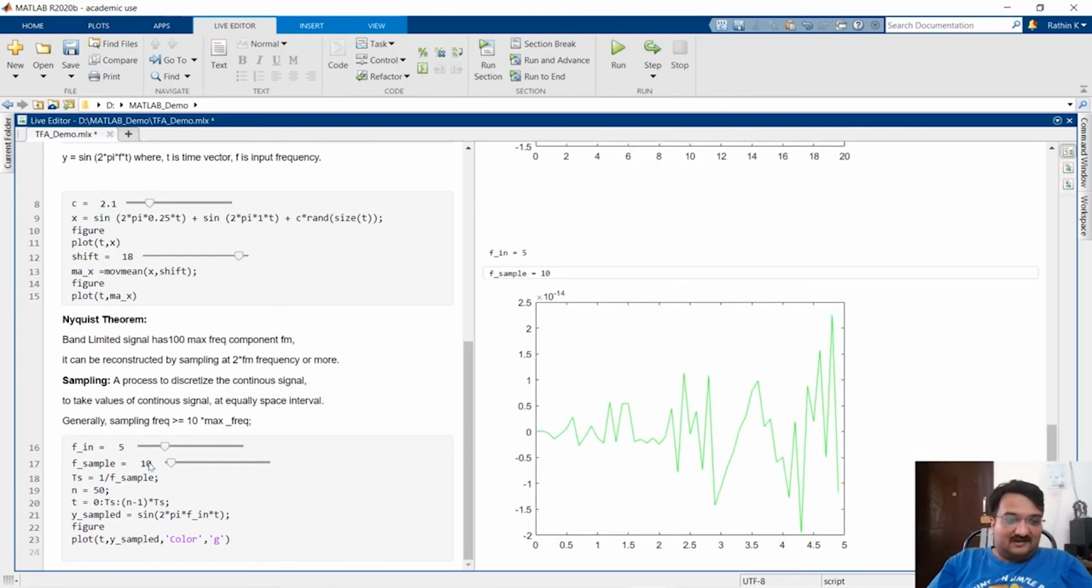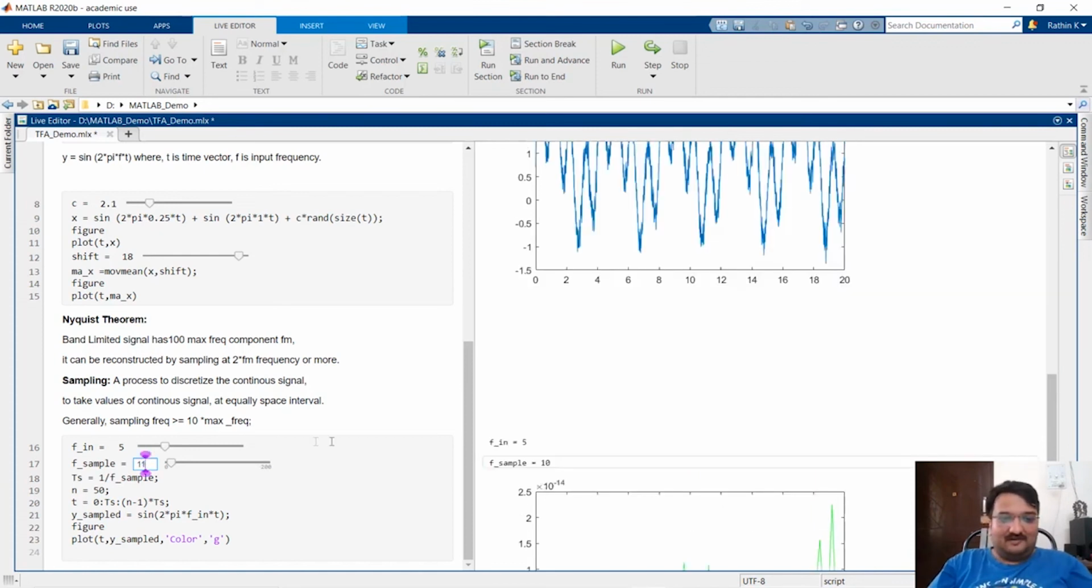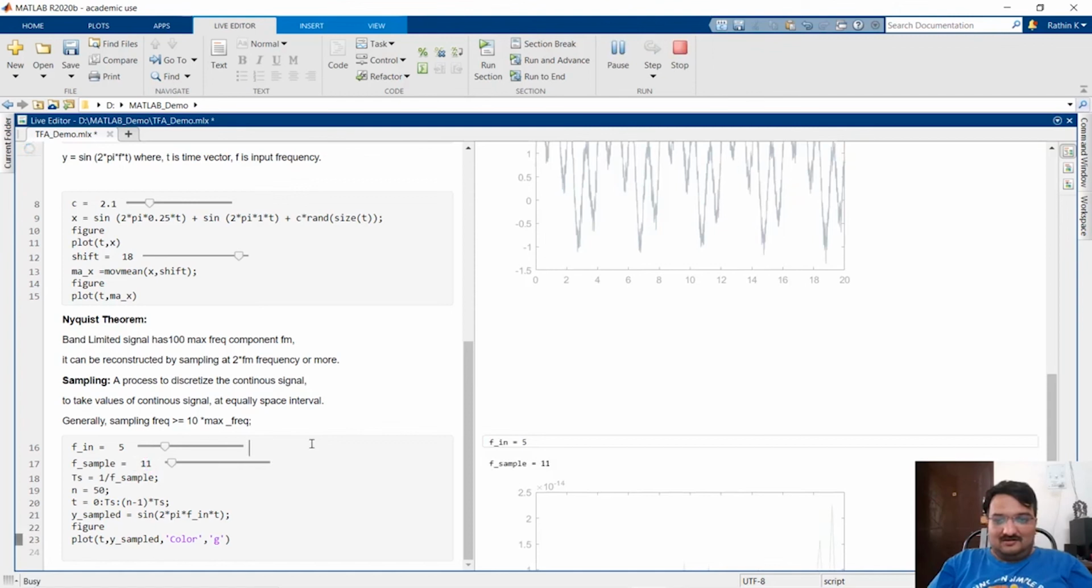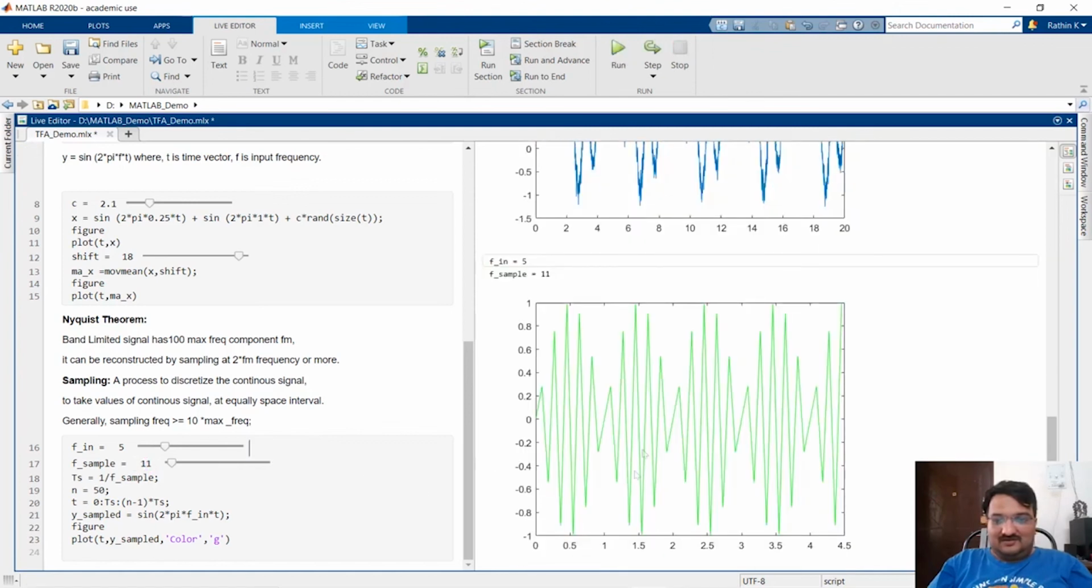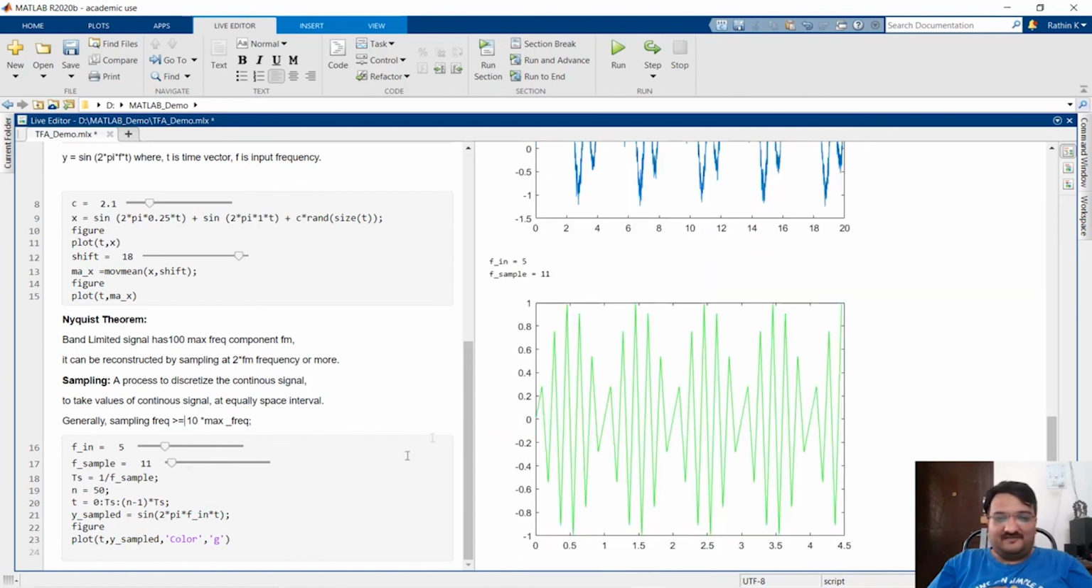So if you see here, around 10, you're not getting the kind of waveform we should be getting, right? Greater than 10, if I go to 11, then you see the polarity is somehow maintained. But you have to keep it greater than or equal to 10; let's keep the sampling frequency at least more than 2 times FM, which we have kept. So you see the shape is preserved.